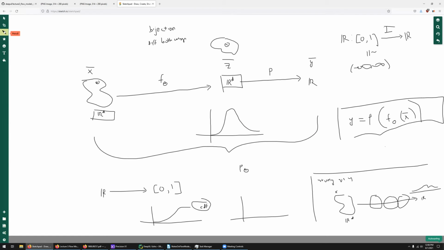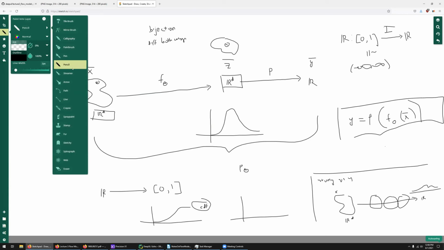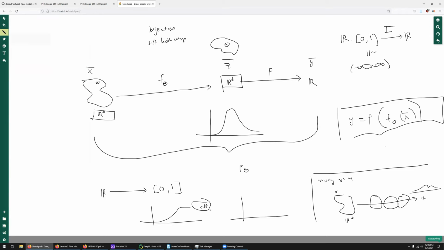The distribution. What's going on? Pencil. So the distribution of this. Okay, it stopped writing.